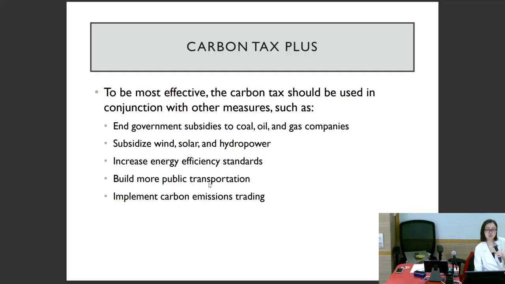Build more public transportation, so that people don't need to drive themselves, or maybe promote the use of bicycles, or even promote walking. Implement carbon emission trading. So these are some measures that should be used together with the carbon tax.